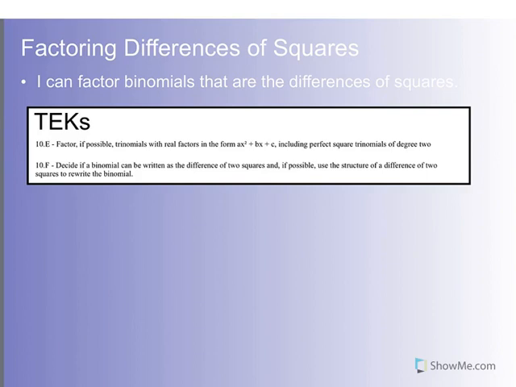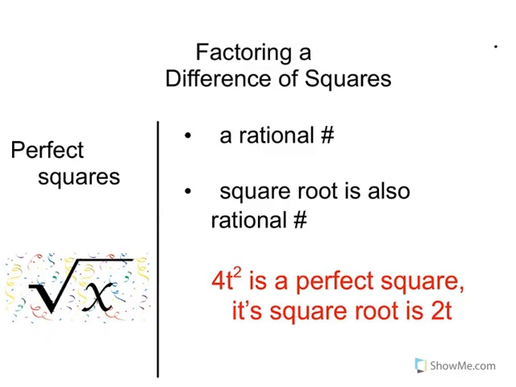In this lesson, we're going to talk about how to factor a difference of squares. By the end of this lesson, you should be able to factor binomials that are considered differences of squares. When we talk about differences of squares, it's important to recognize what a perfect square is. A perfect square is a rational number whose square root is also a rational number. Usually, it's a whole number whose square root is a whole number.